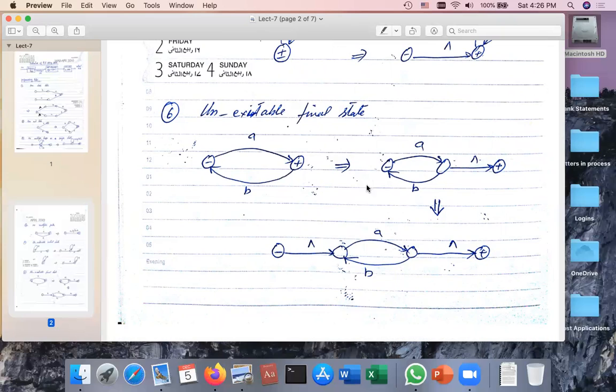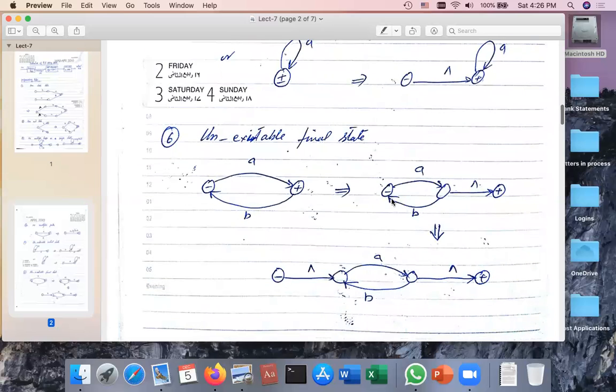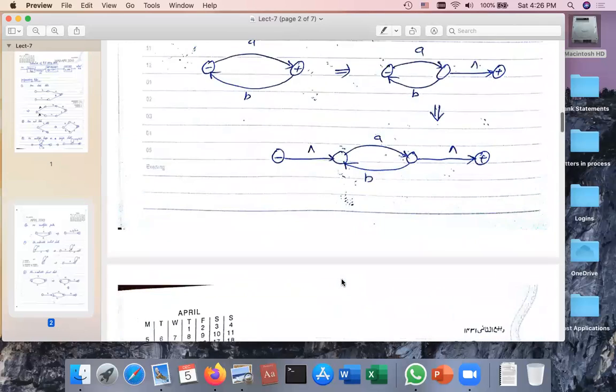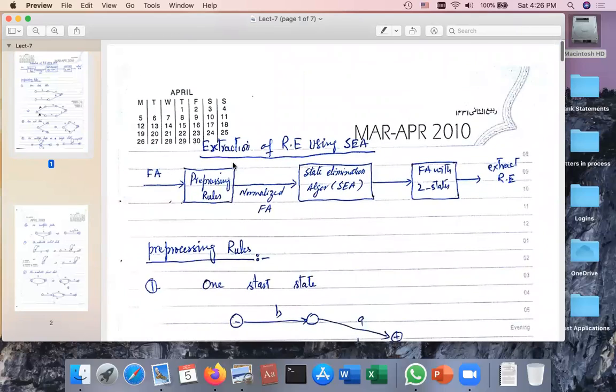So by removing this, you have removed the status of this final state, but again we have an initial state in which an edge is coming into it, which is this previous case of rule number 5, unenterable initial states. But this initial state has in degree, you can say, in terms of graphs. So we also have to remove this one by introducing another state with null transition. So these are the 6 processing rules that we have to apply in this step. And after applying these steps, we will have our normalized FA.